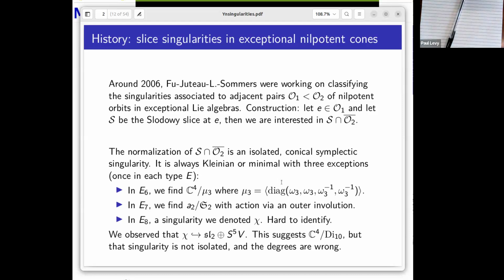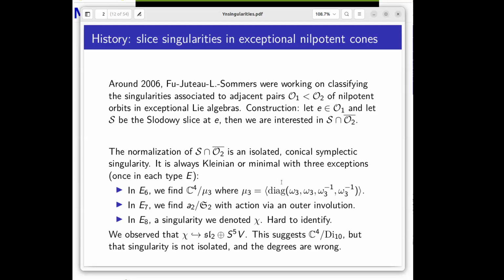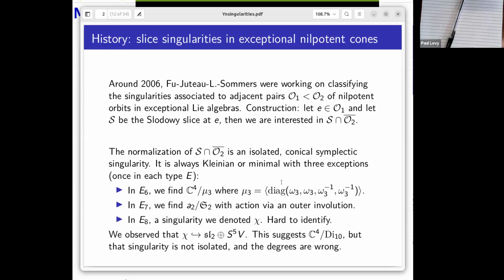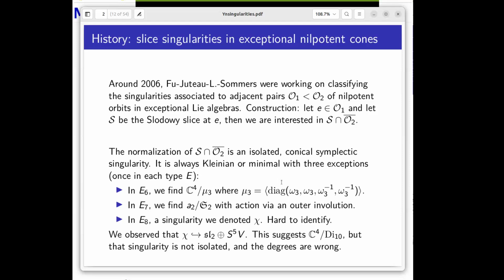One second. Hit me again. Yeah, what's the question? Why does it suggest C4 mod die 10? Oh, just because, as we'll see, this embedding in SL2 plus S5V, we have a similar embedding for this quotient. But we'll also see that there's a degree issue that doesn't quite match. So, yeah, I'll explain this in a moment. In fact, on the next slide.